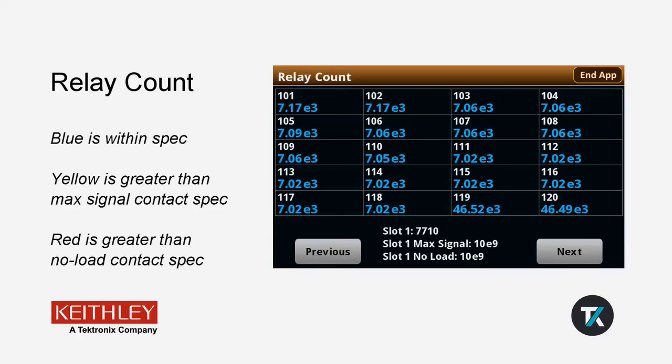The Relay Count app looks at what cards are inserted in the instrument. It then queries inserted cards for relay closure counts on each channel. The app compares these values to the card's relay closure count specifications and outputs the closure count as a color-coded number. The number is displayed in blue if it is within spec, yellow if it exceeds the max signal contact spec, and red if it exceeds the cold closure or no load contact spec. The specifications for the inserted card are displayed at the bottom of the screen.